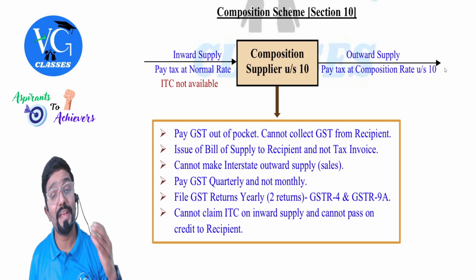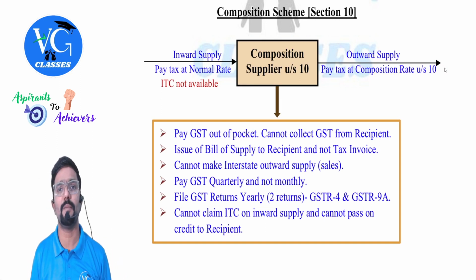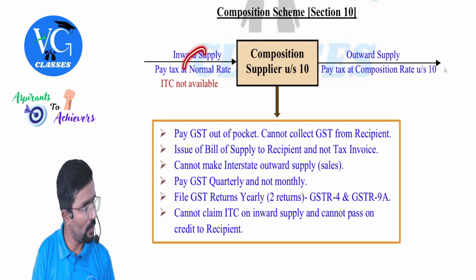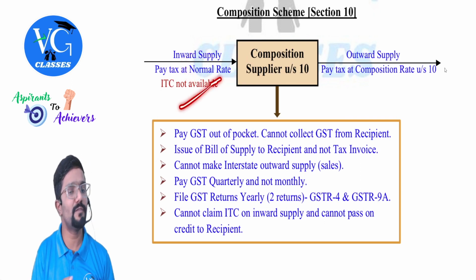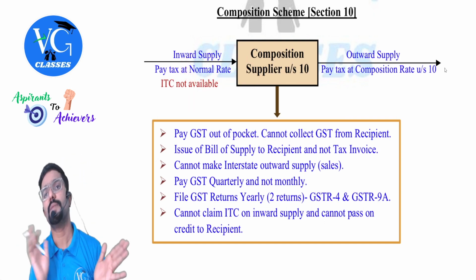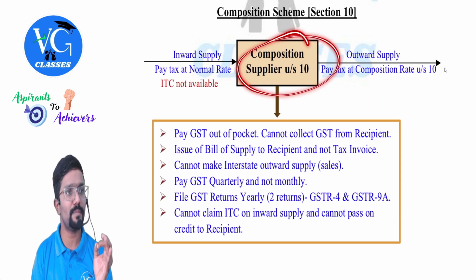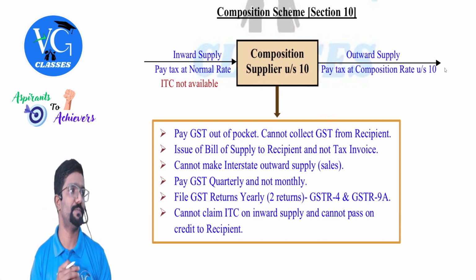Whereas for my inward supply, if RCM is applicable, I need to pay tax at what rate? Normal rate. But can I claim a credit of this? No, I cannot claim the credit because for the composition supplier, there is no ITC, guys.